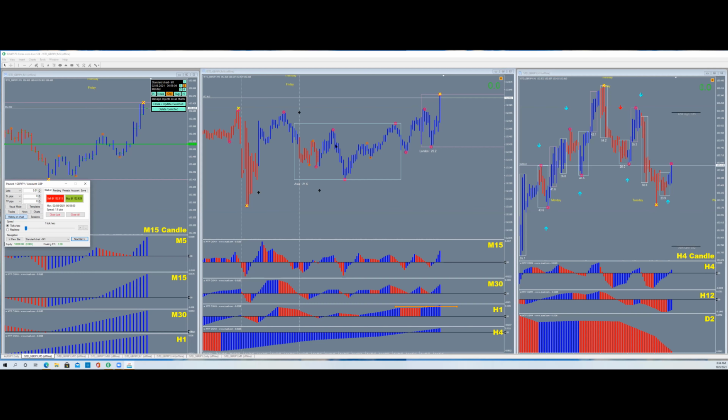That's one of the reasons we put the bar here, to help us with which direction we need to be trading. And you see the bar never changed red. So everything is bullish.